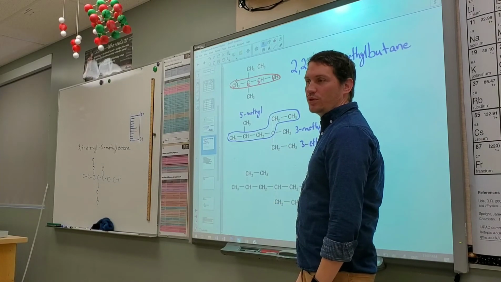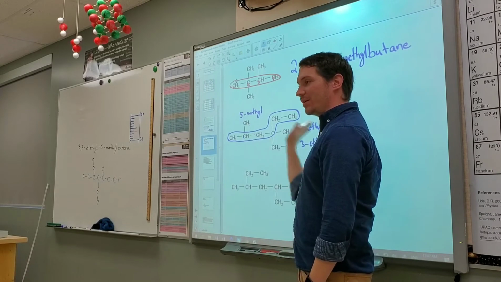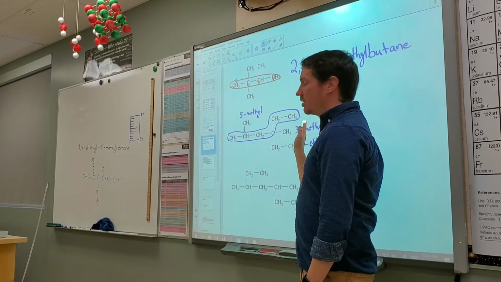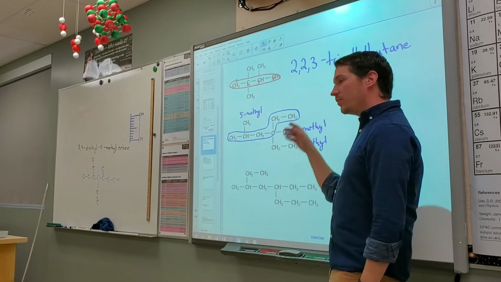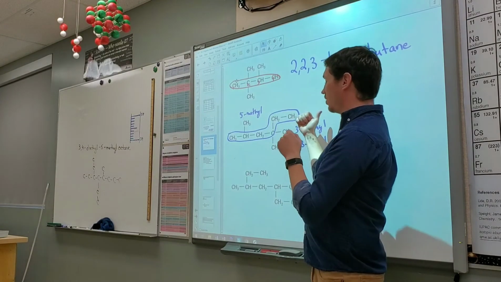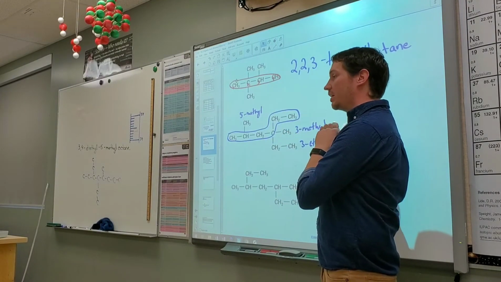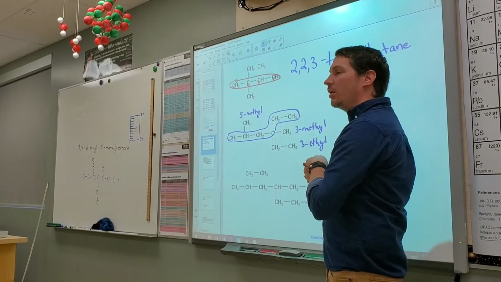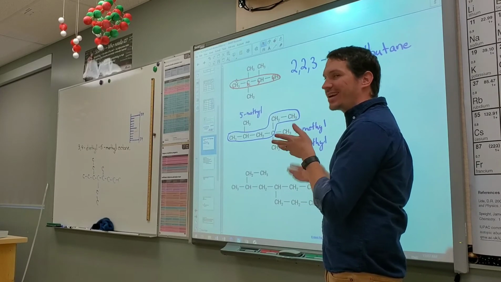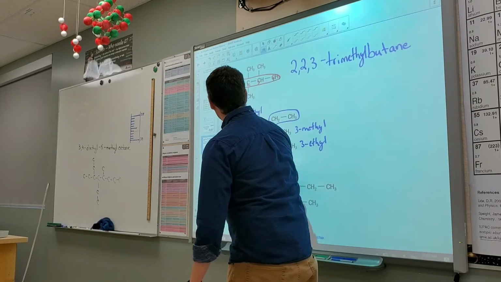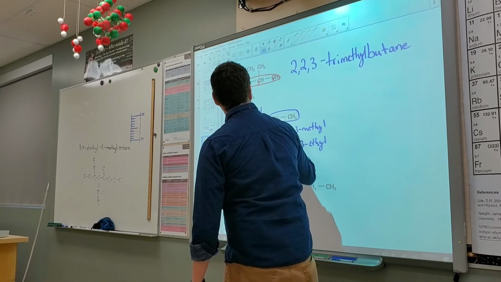So you actually want to start numbering left to right. Does that make sense? Yes. If we numbered it from right to left, it looks like both of these branches are closer to the right-hand side, so you'd think, okay, let's number it this way. But you actually have to check and see. So we're going to number this 1, 2, 3, 4, 5, 6.